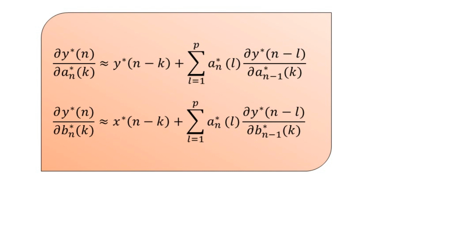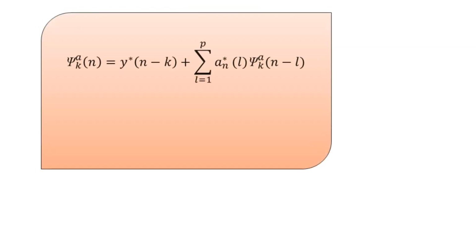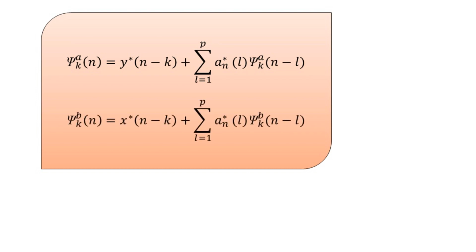The corresponding two equations we denote here. First of all, the approximation is with respect to the complex conjugate of y of n minus k added by the summation L equal to 1 to p of the multiplication of the complex conjugate of a suffix n of L multiplied to psi suffix k of n minus L, where psi has the power small a. Whereas the second equation is for psi suffix k of n to the power b, which is equal to the complex conjugate of x of n minus k added by the summation L equal to 1 to p of the complex conjugate of a suffix n of L multiplied to psi suffix k of n minus L, where psi has the power b here.